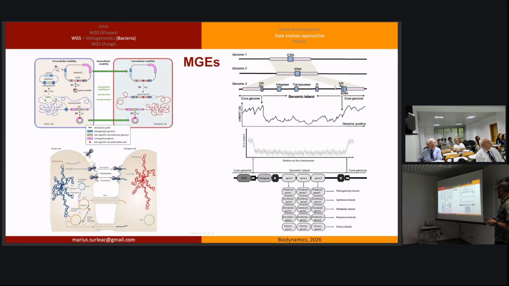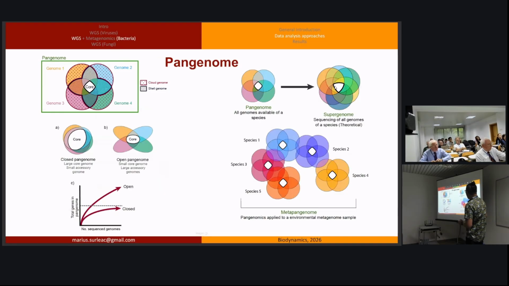We look at mobile genetic elements. We look at insertion sequences, transposons, phages, plasmids, and also genomic islands. There are multiple types of genomic islands, but we are mostly interested in pathogenicity islands, which carry virulence factors, and also resistance islands that carry a lot of antibiotic resistance genes.